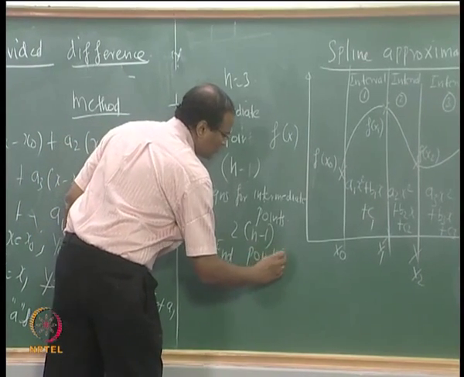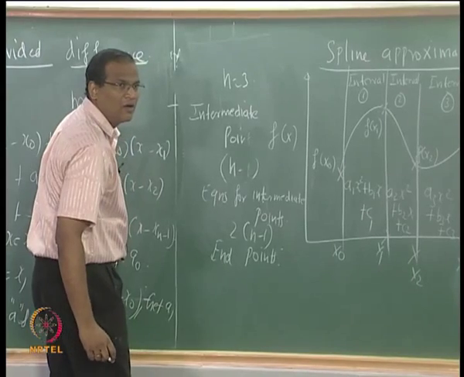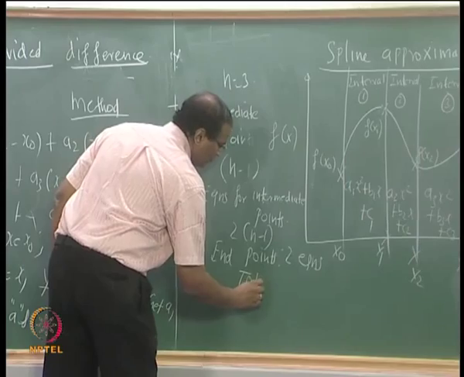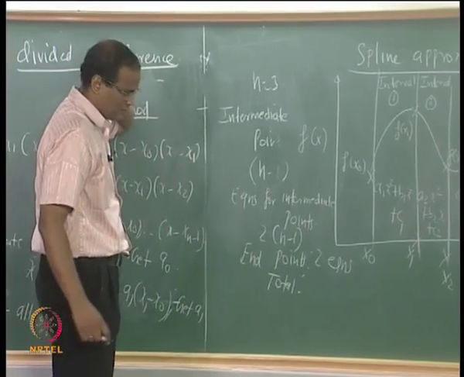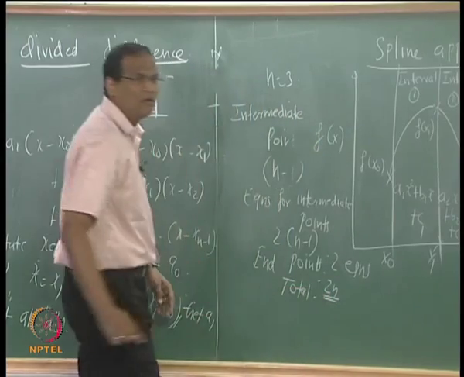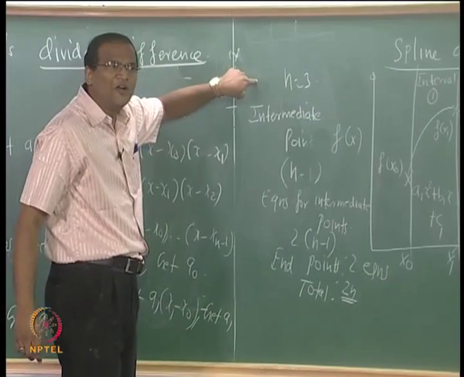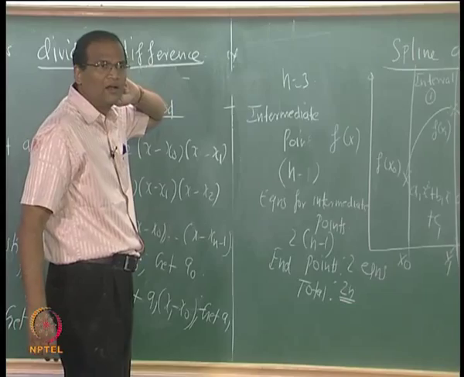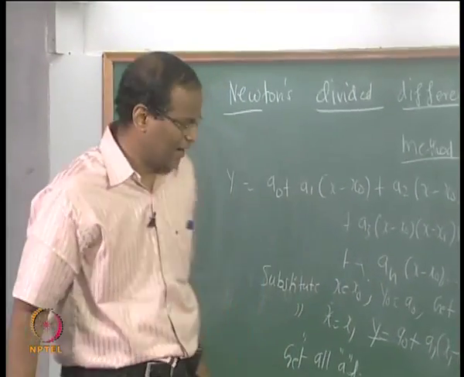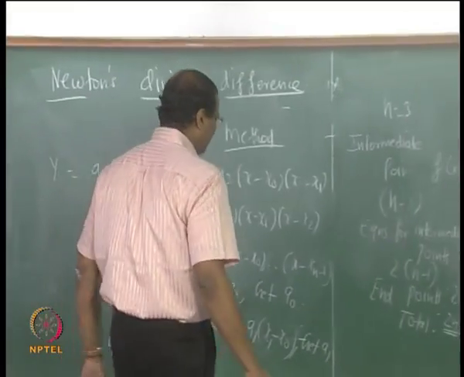how many equations? 2. Now total is 2n. How many constants are there? 3n. So what about the remaining n? Correct. So there should be continuity of the slope at the intermediate points.